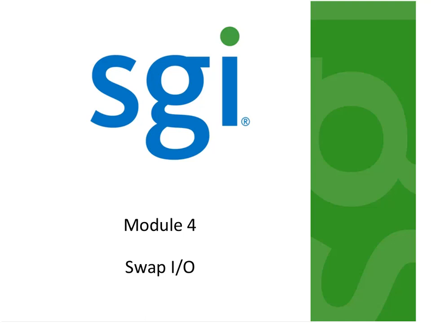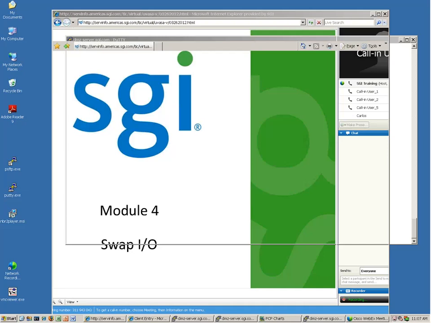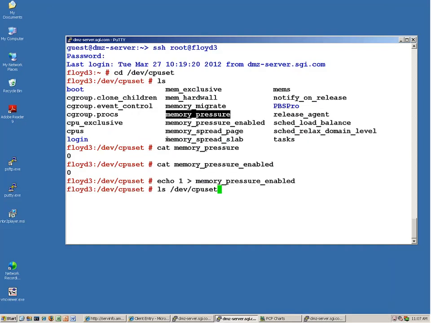Now let me do an ls on dev. We can't see that desktop, Dave. Oh, I'm sorry. Thank you. So I basically logged into Floyd 3, into the dev CPU set. There's this memory pressure enabled, and then there's the actual value, which is really just a memory pressure intensity type of number.